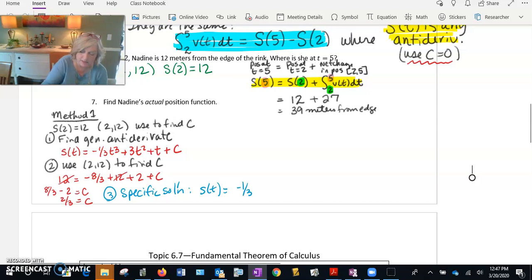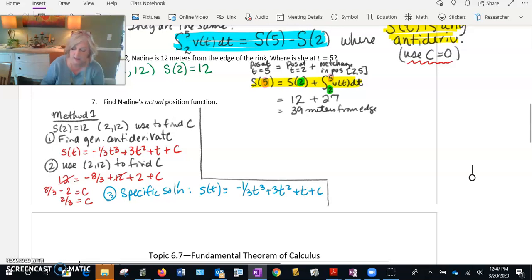plus 3t squared plus t plus 2/3. And so that's the idea of relating it to something that we had already done and finding our solution. So just find the general, plug in a point, find the constant, and then write your particular solution.